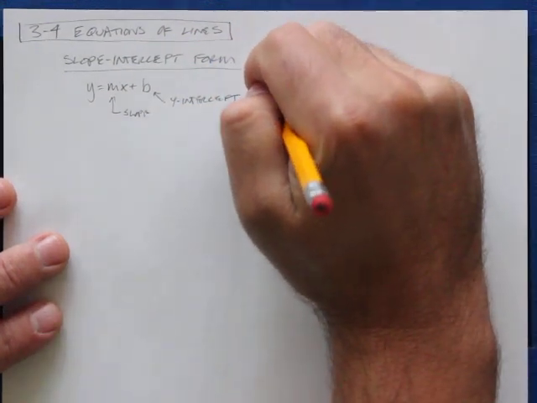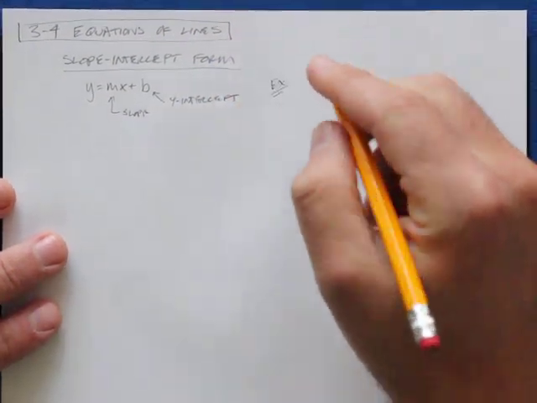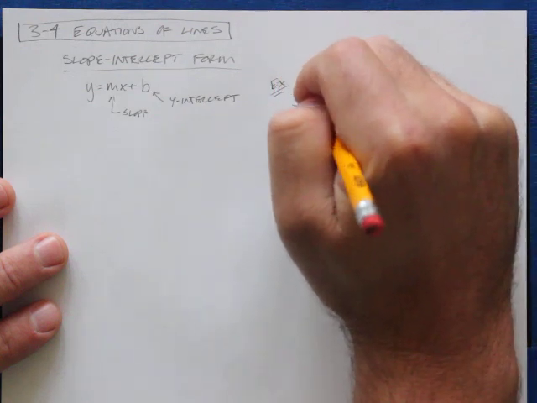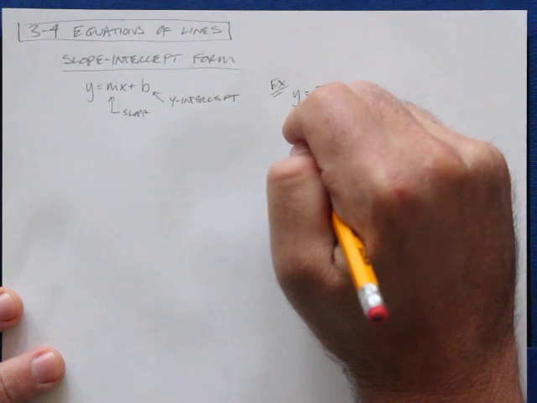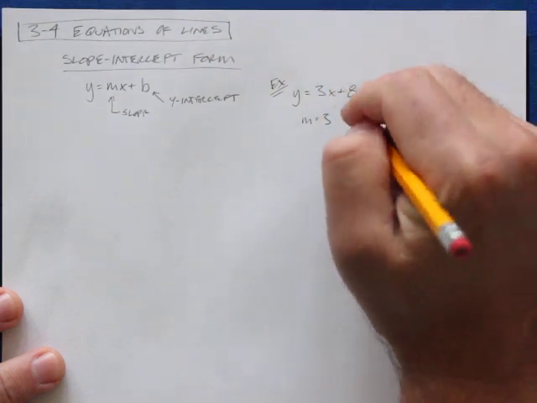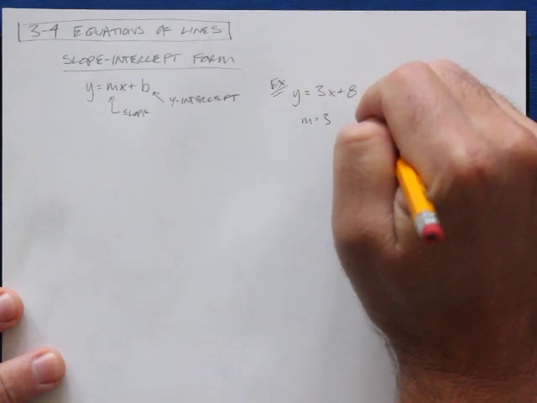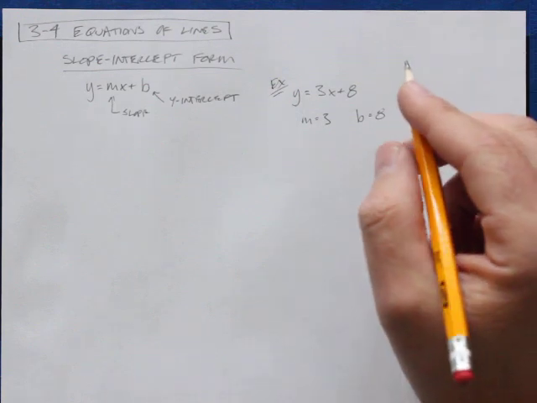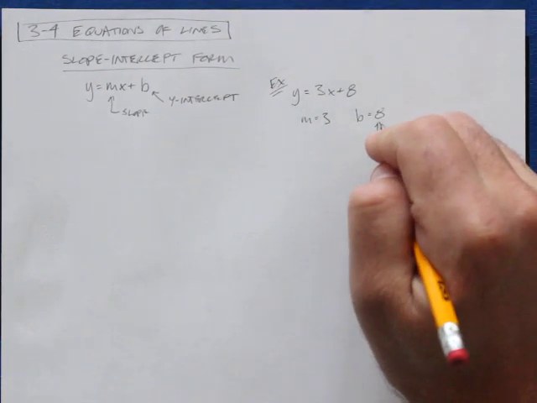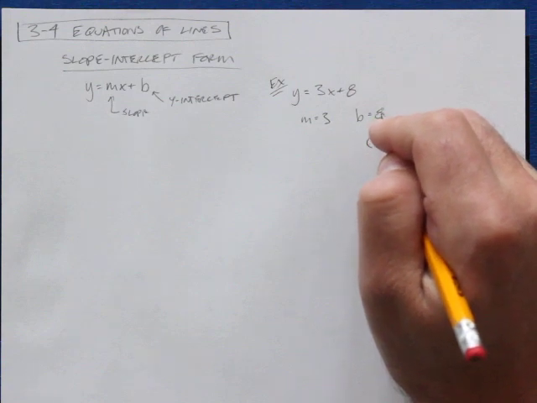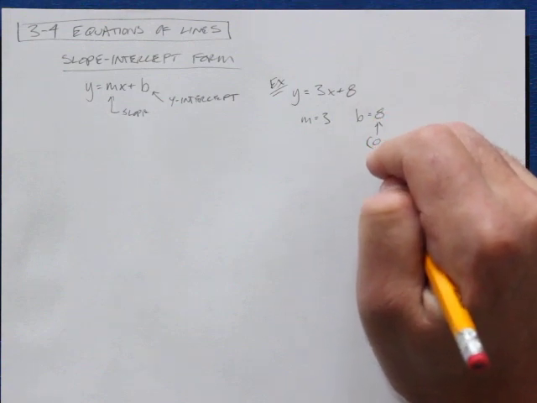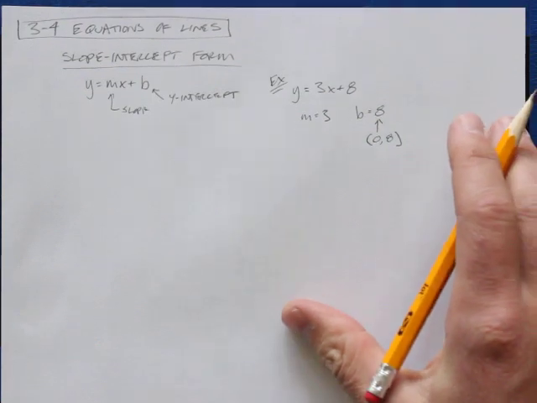So here's an example. Y equals 3x plus 8. My slope is 3. My y-intercept equals 8. At my y-intercept, that is where x equals 0. So if we were to show this as a point, it would be (0, 8).